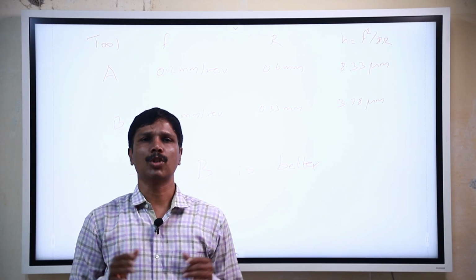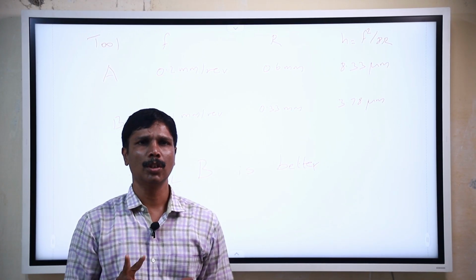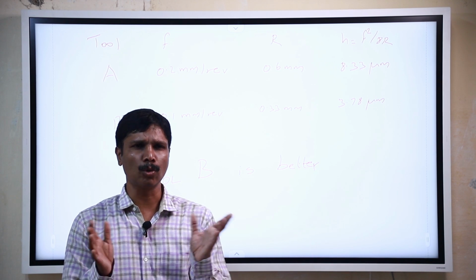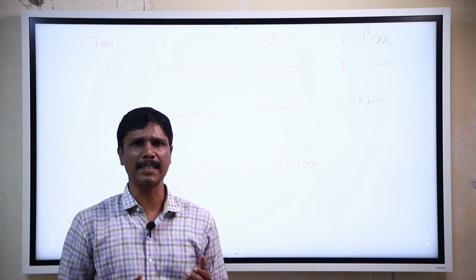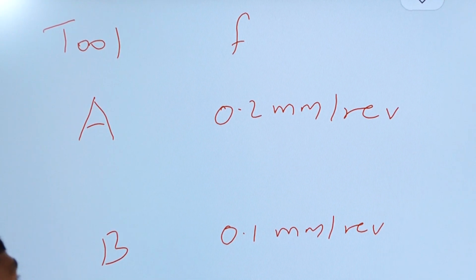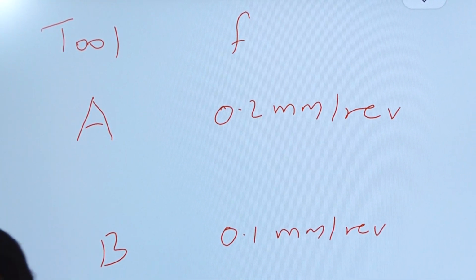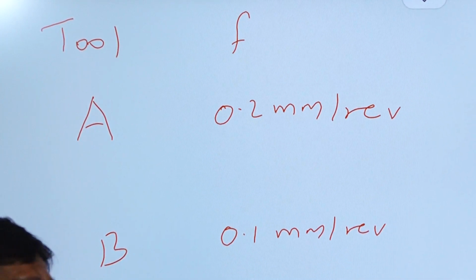We are having two tools. Among the two tools, which one has to be selected? That has to be decided from the given data. So what data is available? Here the feed is given and the nose radius is given.